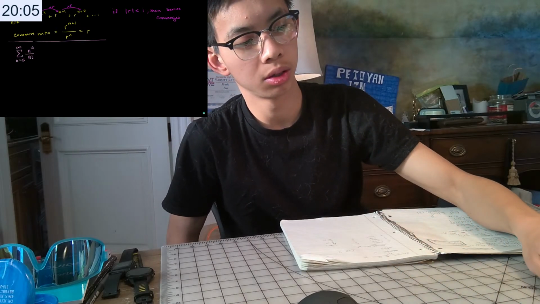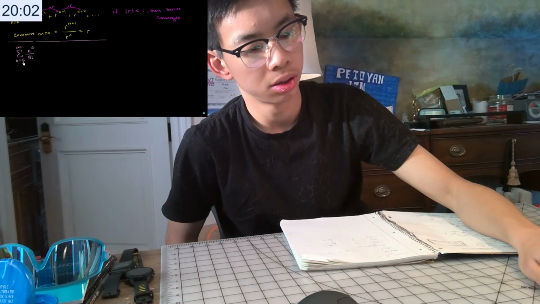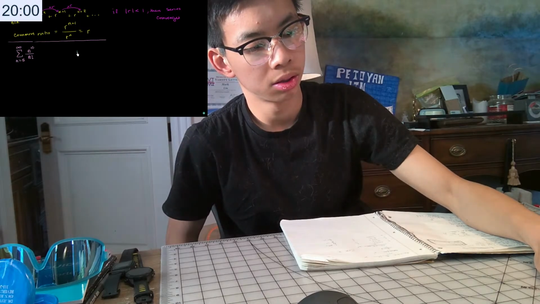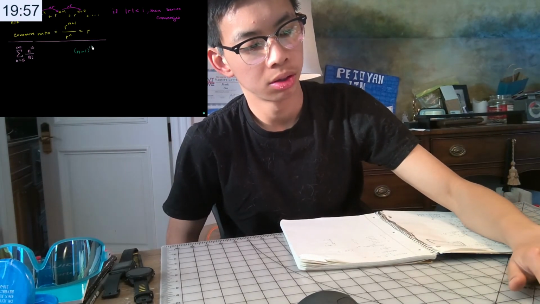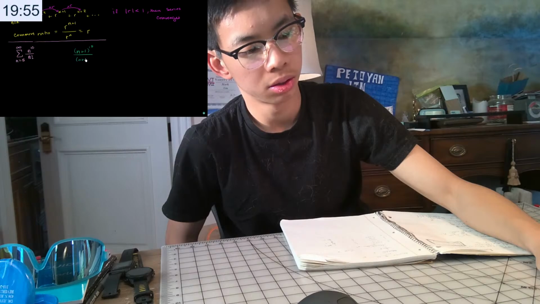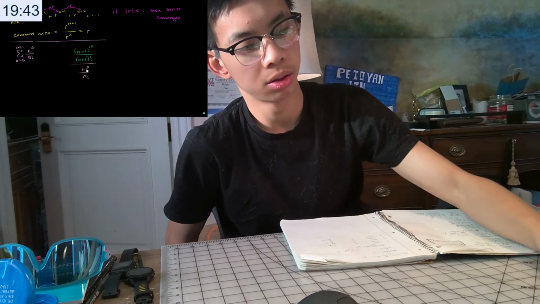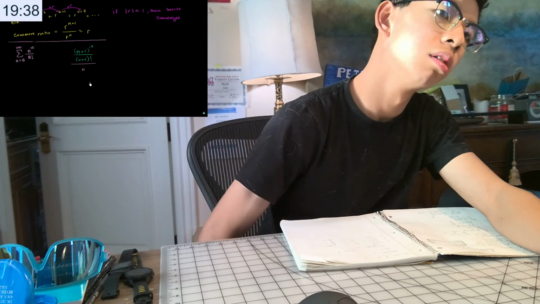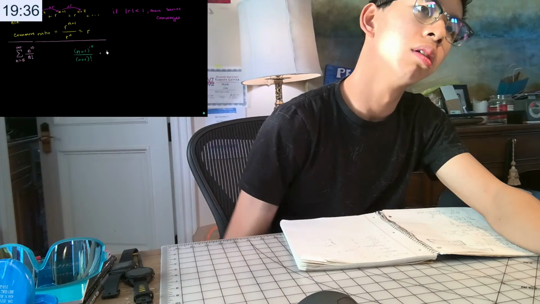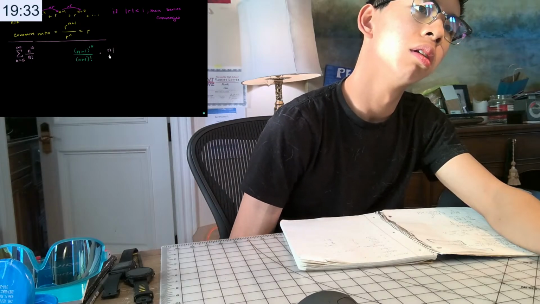Well, let's see if we can come up with a common ratio. So let's see if there's a common ratio here. So let's take the n plus 1th term, which is going to be n plus 1 to the 10th power over n plus 1 factorial, and divide that by the n term. So let's divide that by n to the 10th over n factorial. Well, dividing by a fraction, dividing by anything, is equivalent to multiplying by its reciprocal. So let's just multiply by the reciprocal. So times n factorial over n to the 10th.